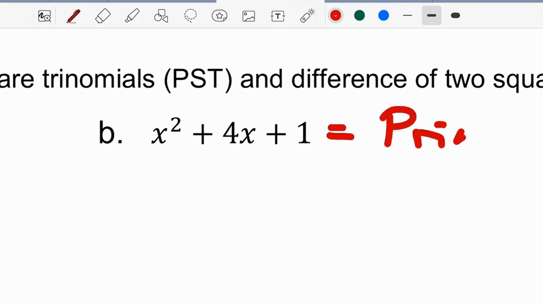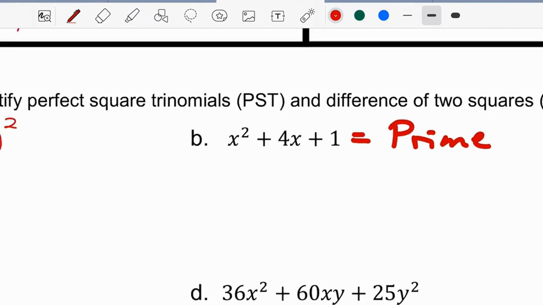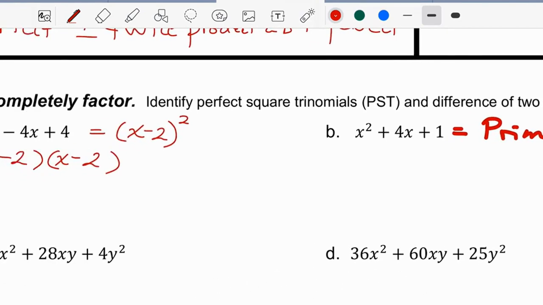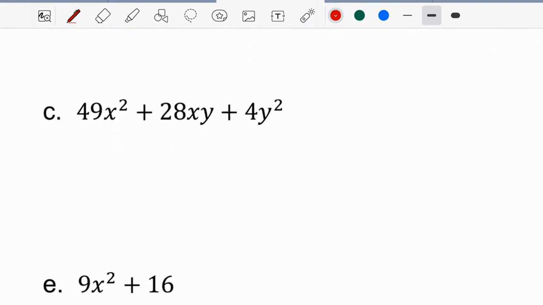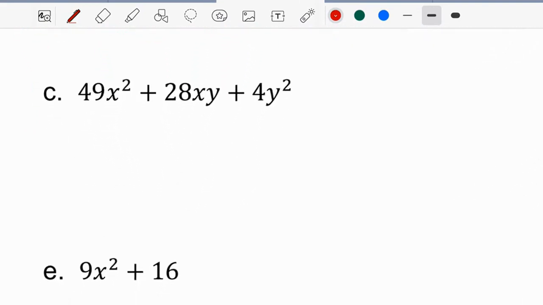And that's why it's disappearing before our very eyes, so that we can say that this problem is prime. Prime means that it cannot be factored. It's just not going to work. It doesn't have the special look, and there's no way that I can come up with the factors.